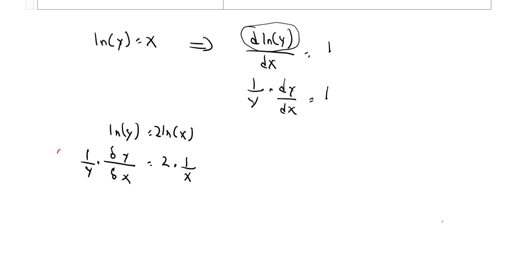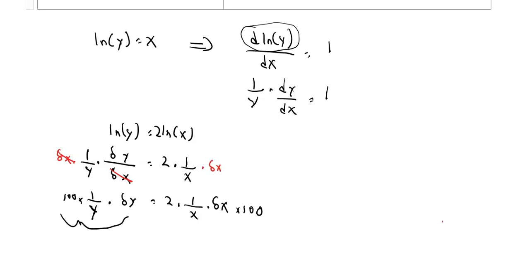Now if I multiply by delta x on both sides, this side gets cancelled. So then I'll have 1 over y delta y equals 2 times 1 over x delta x. Now both sides have that same shape: change in y over y, change in x over x. If I multiply both sides by 100, then I get percents. So this becomes percent change in y, and this side becomes percent change in x.